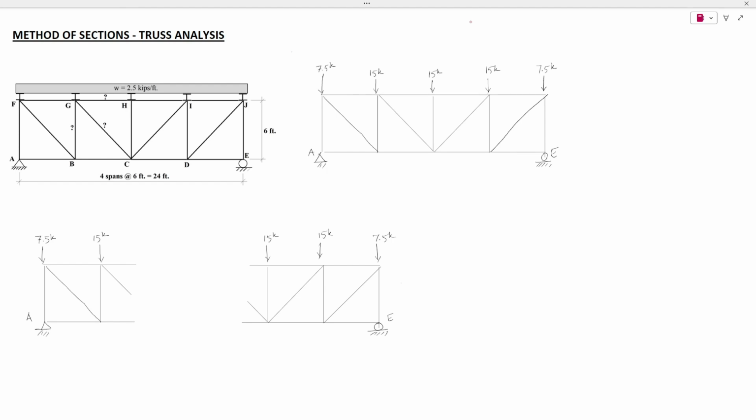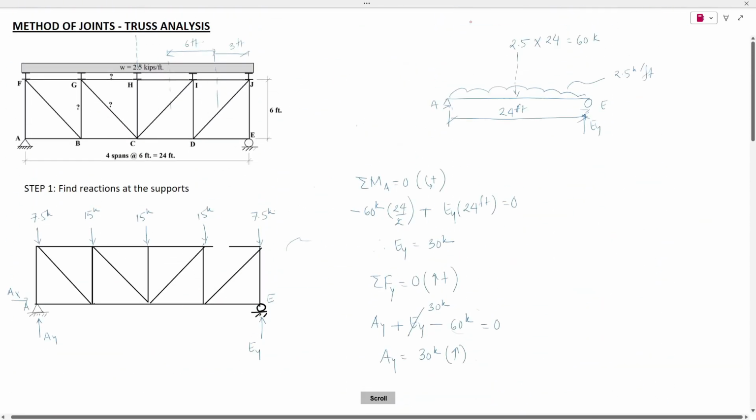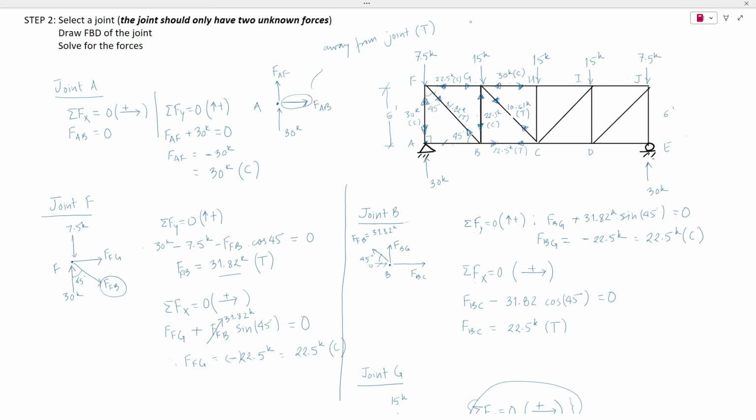Hello everyone, in this video we will be analyzing the truss using method of sections. We analyzed the same truss before using method of joints. In method of joints, we calculated the reactions at supports and found the global equilibrium. We selected each joint, made sure that it only had two unknown forces, then for each joint we drew the free body diagram, solved for the unknown forces using the equilibrium equations, and carried on. So it was a long step.